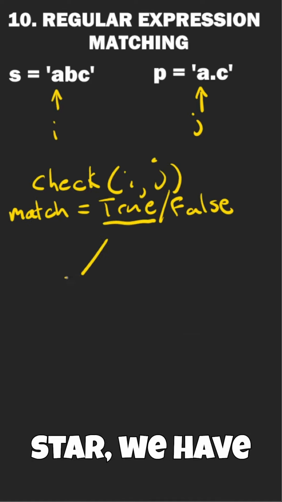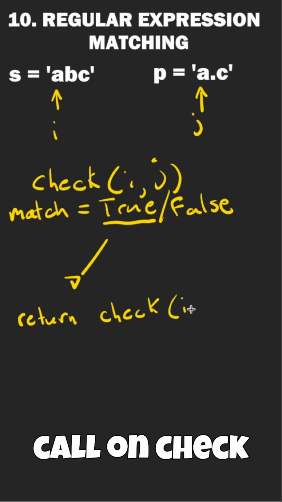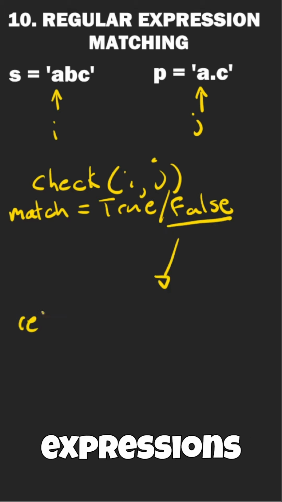later. If j is not a star, we have two possible outputs. If we have a match, we'll do a recursive call on check with i plus 1 and j plus 1. Otherwise, we know the expressions don't match and can return false.